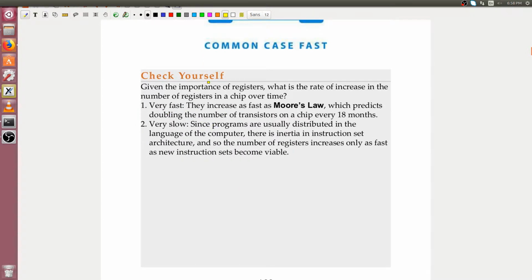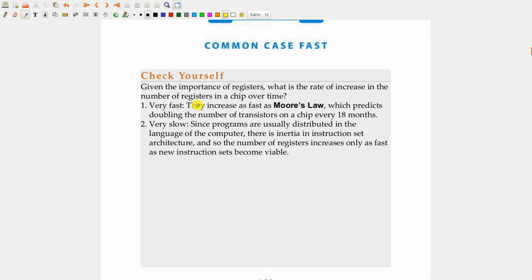Okay, so let's check ourselves before we wreck ourselves. So given the importance of registers, what is the rate of increase in the number of registers of a chip over time? So, okay, so this is just some more information. So they increase as fast as Moore's law, which predicts doubling, or very slow. Since programmers usually distributed in the language of the computer, there is inertia in instruction set architecture, so the number of registers increase only as fast as the new instruction sets become viable.